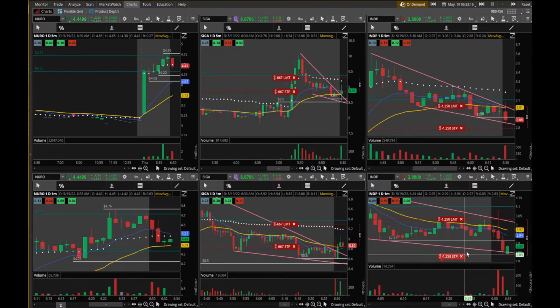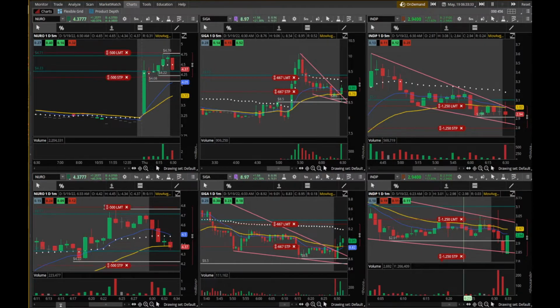So I've gotten stopped out twice on INDP. This is my third trade on it. We are quite a ways below the VWAP, trading below the EMAs. I want to see if we get a move up to $3. And I'm gonna buy Nero off of that daily support.